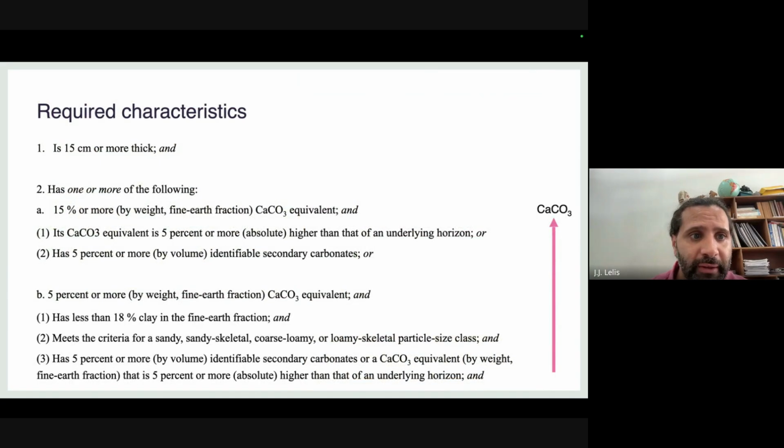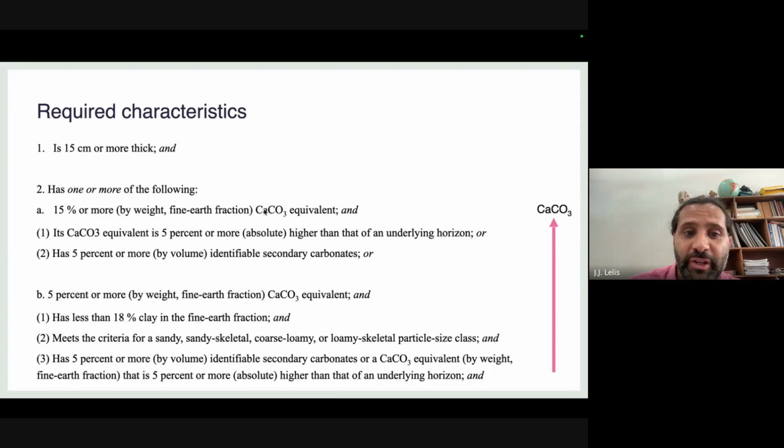Okay, so now let's see the required characteristics of a calcic horizon. The thickness should be 15 centimeters or more. It should register one or more of the following, so A or B. Letter A: 15% or more equivalent calcium carbonate. This is a lab analysis where we measure the content of calcium carbonate.